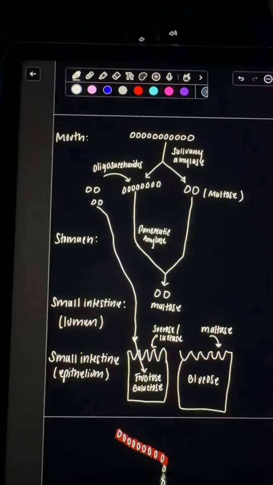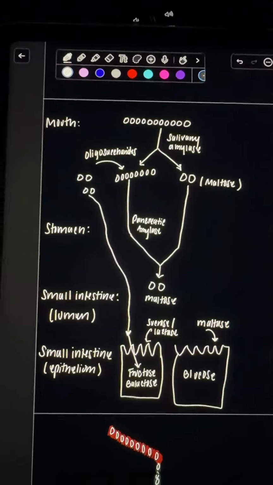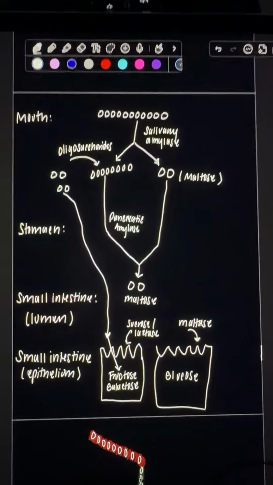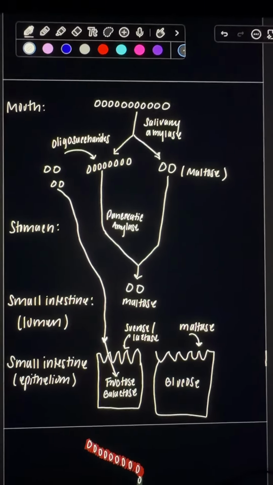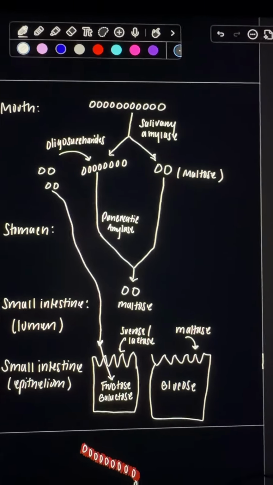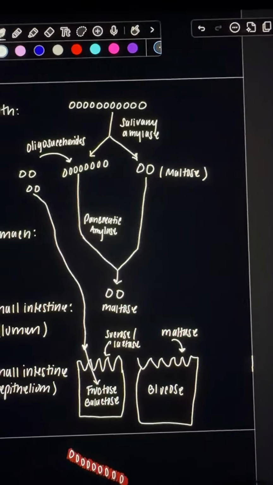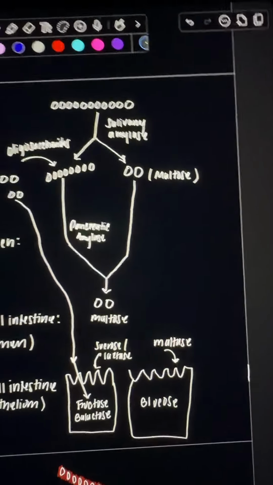Hi everyone, in this video we'll follow the journey of the three main macronutrients, carbohydrates, proteins, and fats, as they move through the digestive system. We'll see how each is broken down and absorbed into the body. So first we're going to start off with carbohydrates.